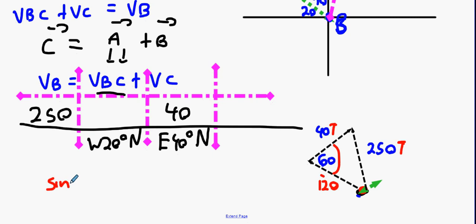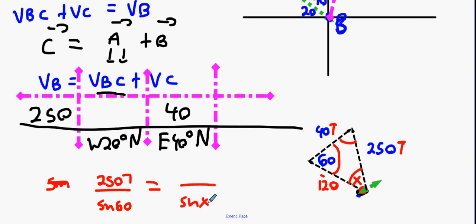250t over sine 60 equals what, guys? Pick another angle. Or pick one of the other sides even. I suppose you might want to pick, call this x, I suppose. And what do we have here?